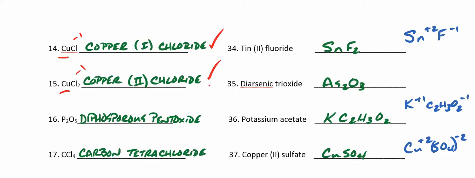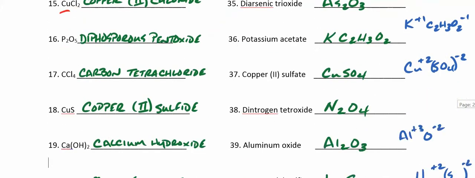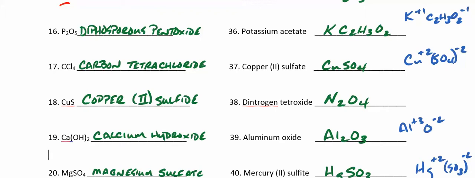Number 16, we're back to molecular compounds, right? We're back to compounds where both elements are on the right side of that zigzag line. We use the mono-di-tri system. We would call this diphosphorus pentoxide. Notice if there are two vowels together, we drop the first vowel. So we call it pentoxide, not pentaoxide. Diphosphorus pentoxide for that one.